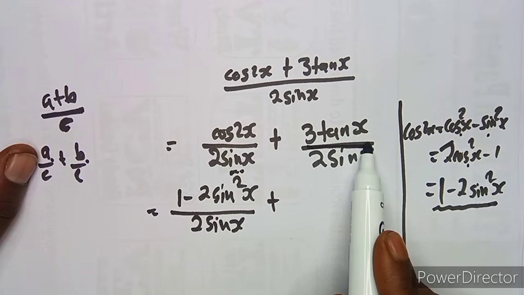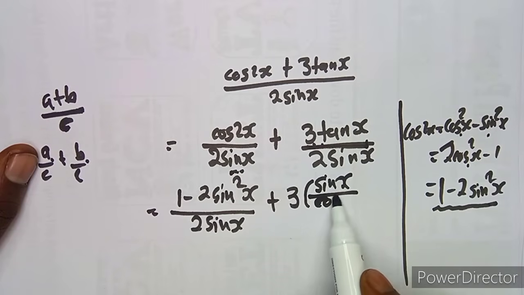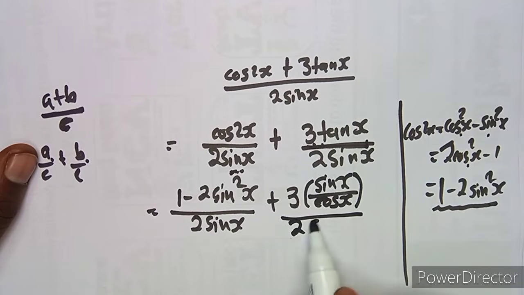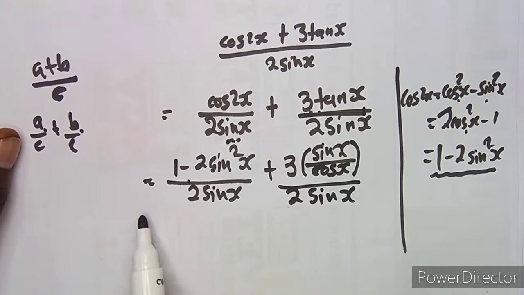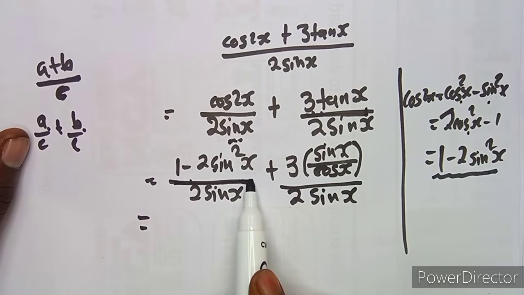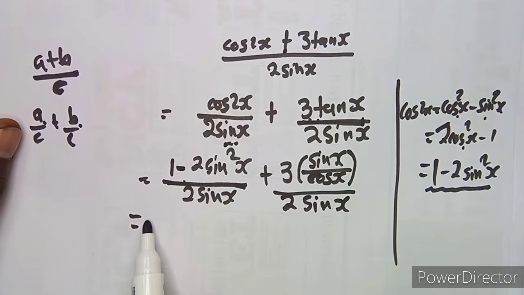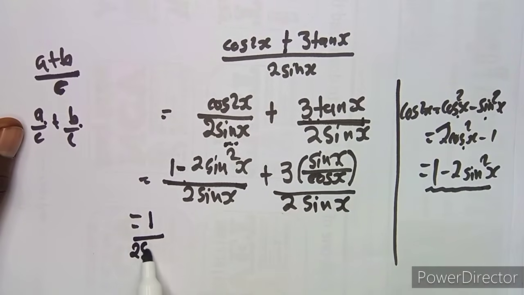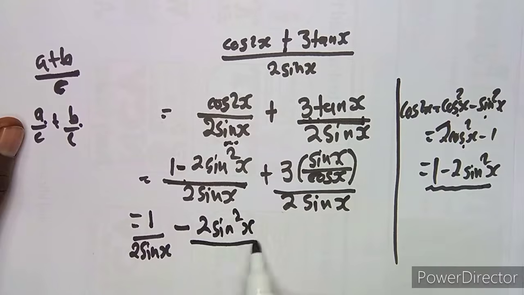All right, here we are dividing, but how can we simplify? We know that tan is equivalent to sine over cos, so you're going to have 3 times sine x over cos x, which is going to divide 2 sine x. All right, but here we are back to the same thing again, because we are given another fraction, and these are two fractions, so we're going to separate just like what we did here. So we're going to have 1 over 2 sine x minus 2 sine squared x over 2 sine x.